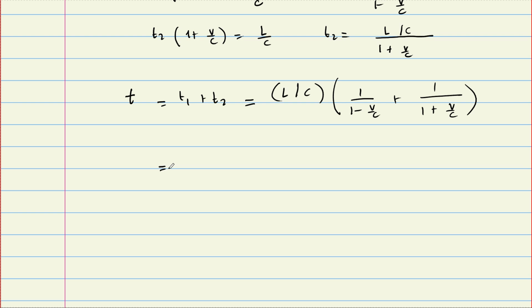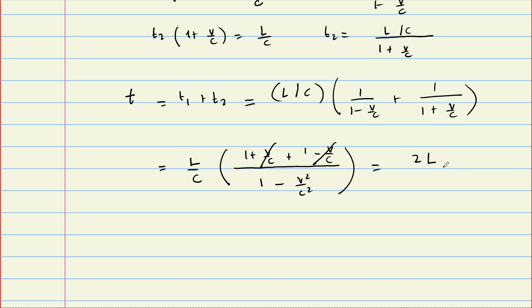And this one is going to be equal to L over C times 1 plus V over C plus 1 minus V over C, and divide this entire thing. 1 minus V over C times 1 plus V over C is 1 minus V squared over C squared. So these are gone, and I have 2L, right? 1 plus 1 is 2. So 2L divided by C, times 1 over 1 minus V squared over C squared.